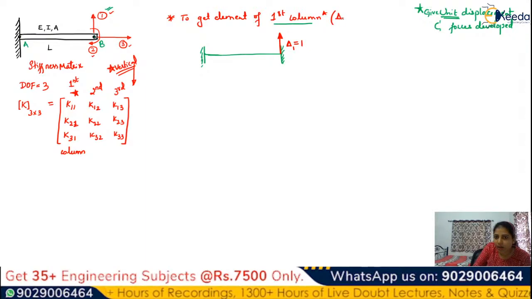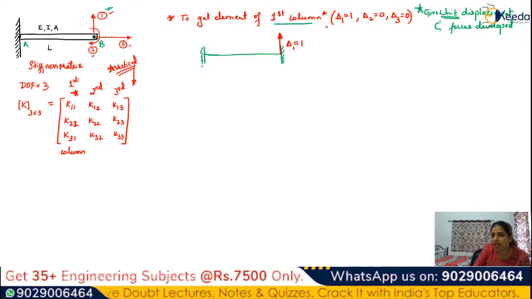So delta 1 should be equal to 1, whereas delta 2 should be equal to 0 and delta 3 should be equal to 0. What are these deltas? Deltas are nothing but displacements. What are the suffixes 1, 2, 3? Suffixes 1, 2, 3 correspond to coordinates 1, 2 and 3. So when we are giving delta 1, this is a vertical upward force here in coordinate 1. So I am giving a vertical displacement like this.